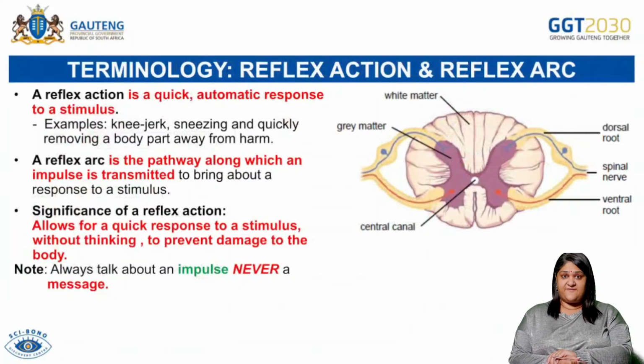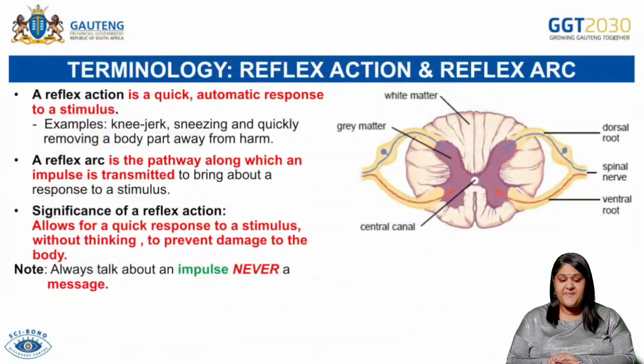Now we move on to the reflex action and the reflex arc. Examiners like this question, okay? And it's very important that you know the difference between the reflex action and the reflex arc. So the reflex action is a quick automatic response to a stimulus. Examples of this are the knee jerk, sneezing, and quickly removing a body part away from harm. So if you're touching a hot plate or an open flame, then your hand is quickly going to move away. That is what we call a reflex action.